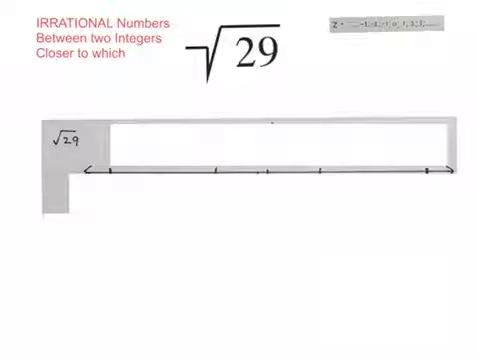Next, we're going to work out the square root of 29. We want to know between which two integers it lies and closer to which one. So I wrote square root of 29. Draw a number line on scale.